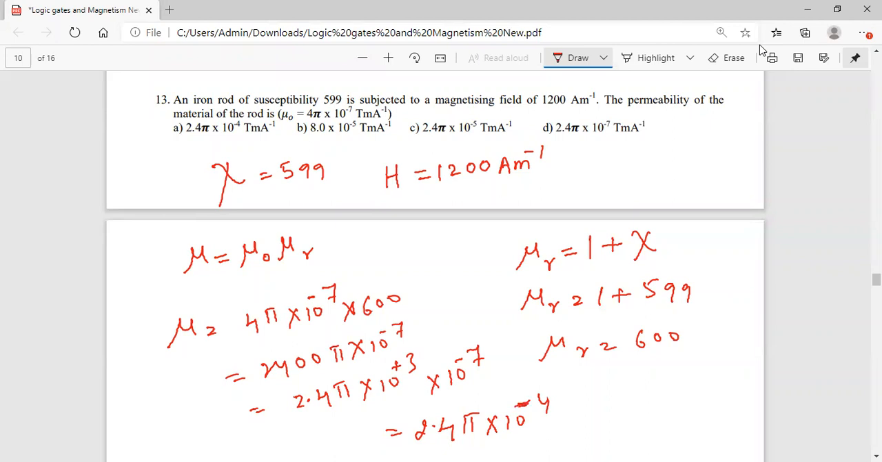10 to the power of minus 4. Mu equals. This is the answer. Option A. Option A is the correct answer.